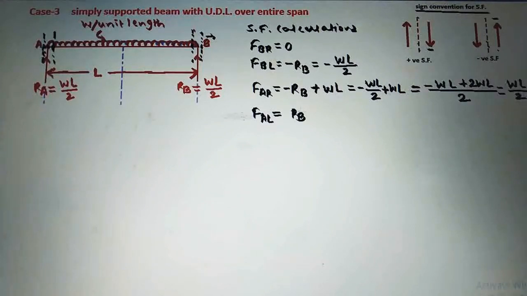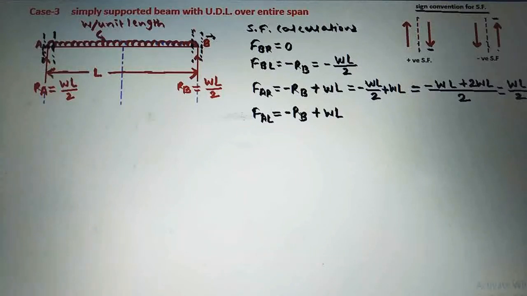This RB, on the right side of a section acting in an upward direction, will be taken as negative. Next is the U.D.L, which is acting over a span of L, so we will take W into L. This U.D.L is acting in a downward direction on the right side of a section, so it will be plus.